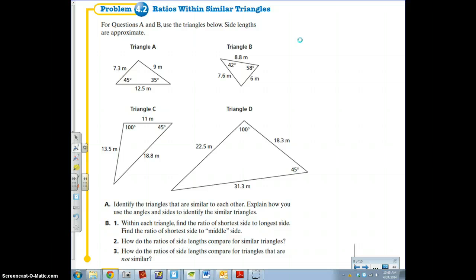B2 asks how do the ratios of side lengths compare for the similar triangles. Think about what we just talked about. How should the ratios compare if the triangles are similar? And then for B3, how should the ratios of side lengths compare for triangles that are not similar? So make sure that you're completing all of this work.